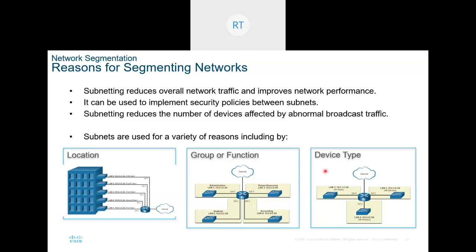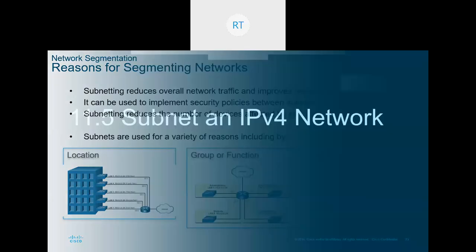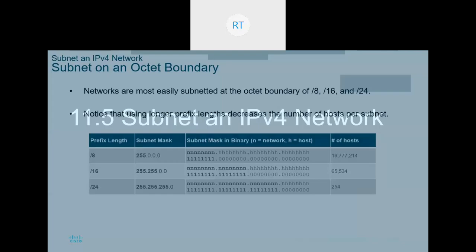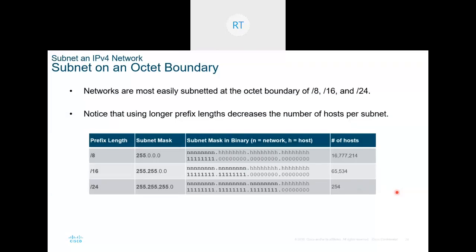Or you could subnet by device types. So you could say all the hosts will be on one subnet. All printers would be on another, but I don't know how many printers you would really have to have a subnet for it. You could say all servers have their own subnet. So that could also be a reason for segmenting networks. How do you subnet a network?